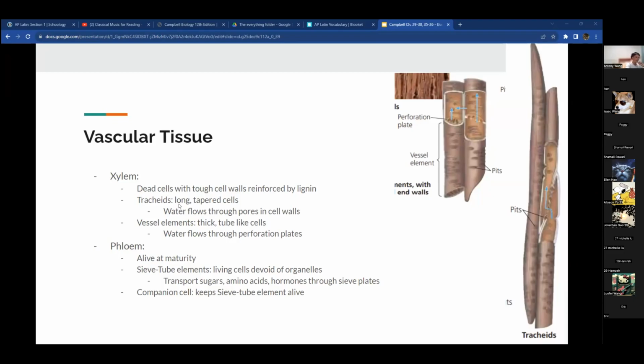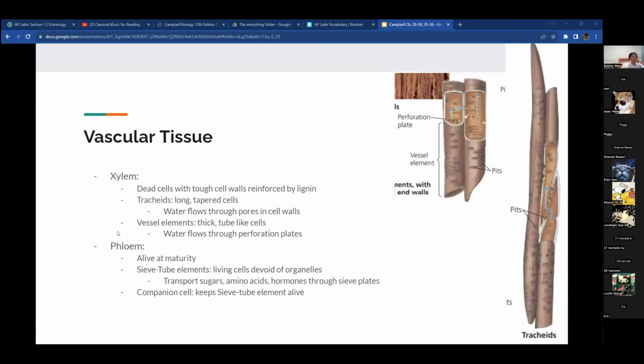There are tracheids, which are long and tapered cells. So if you look to the right, taper just means that it pinches off. You have a tube and then it gets thinner, right? Water flows through pores in the cell wall. So water will transfer from one tracheid to the other between the weakenings, the pits, within the cell wall.